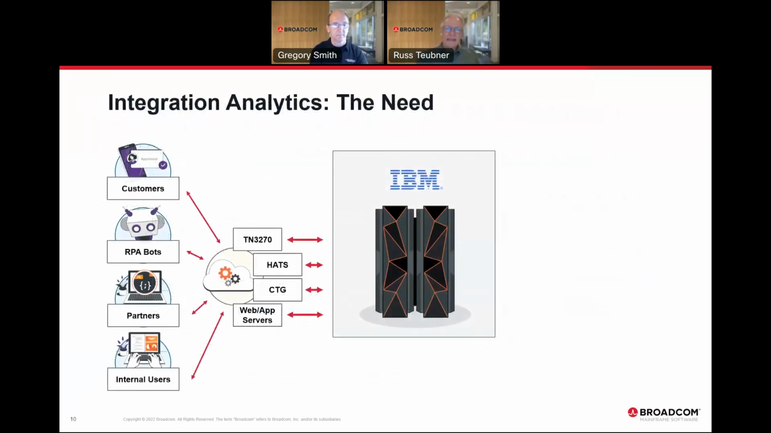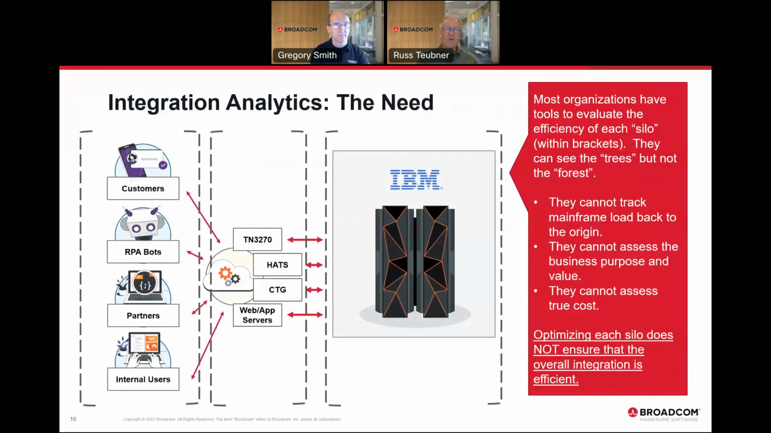Let's talk a little bit more about the need. Again, let's come back to this reference diagram and just observe that most organizations have really good tools to analyze the activity in each one of those silos, the silos being denoted by the brackets. So many customers have great tools for finding out and exploring what's going on on the exterior side of their network. And they have good tools for understanding and gaining insight about what goes on on the interior side of their network. And then they have good tools to see what's going on under the covers of the mainframe.